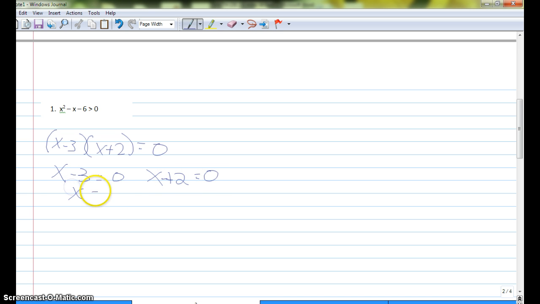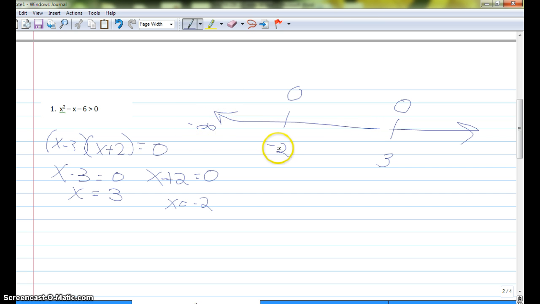Okay, so we'd get x equals 3 and x equals negative 2. So those are the two things. We're going to make a number line, and we're going to put negative 2 on our number line, and we're going to put 3 on our number line. And we're going to put zeros above them. Now, we have the interval from negative infinity to negative 2, the interval from negative 2 to 3, and the interval from 3 to infinity.